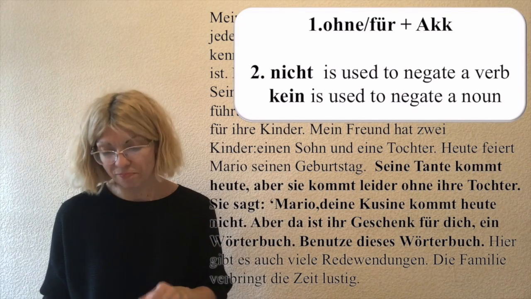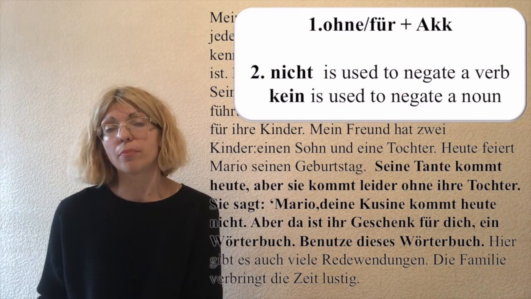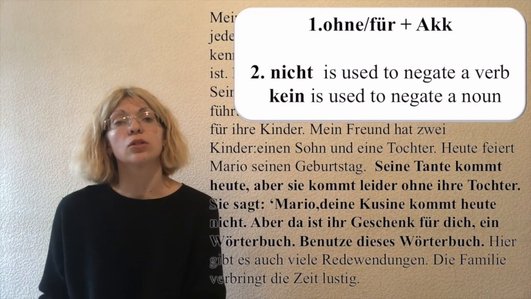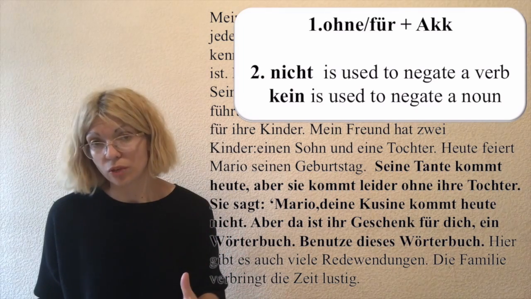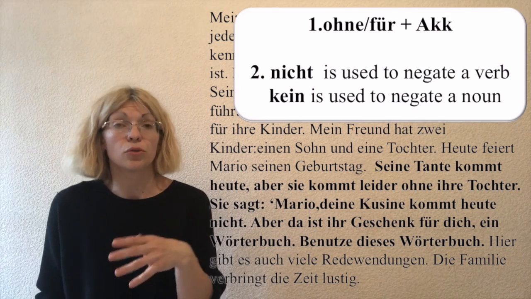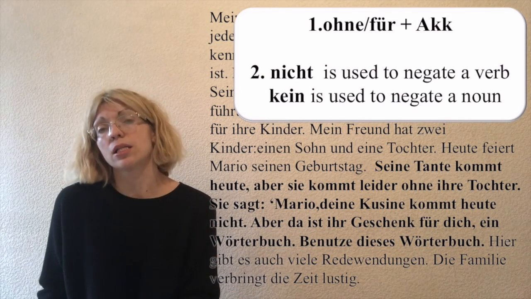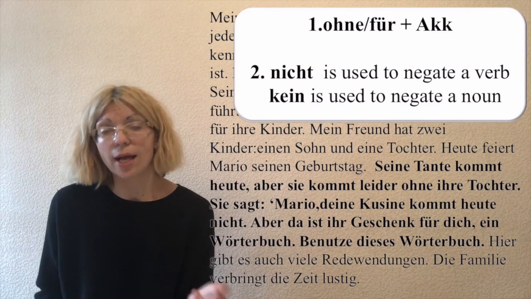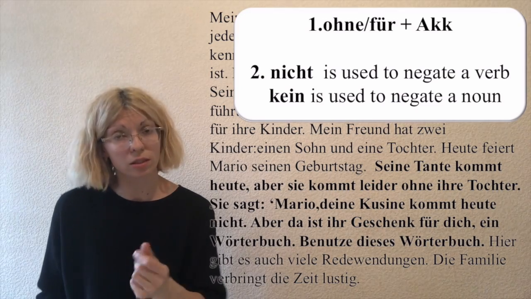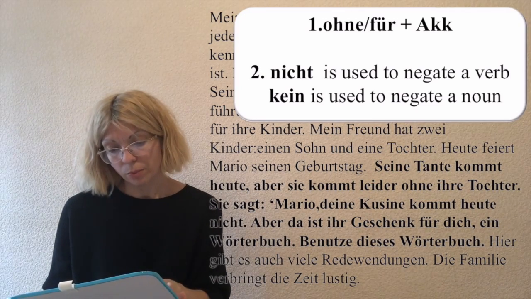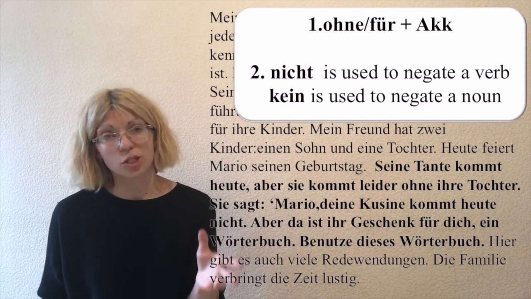Okay? The next. One more time, we came across the preposition für, and don't forget that für takes accusative case all the time. That's why für dich, not für du, okay, or für dir, because dir is dative case and dich is accusative case. One more time, für dich, okay? Ein Wörterbuch. Benutze dieses Wörterbuch. Benutze. Use this dictionary. Yeah?